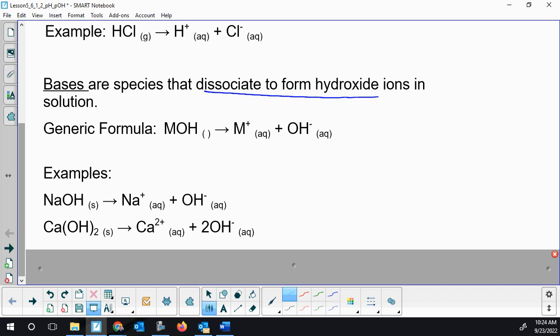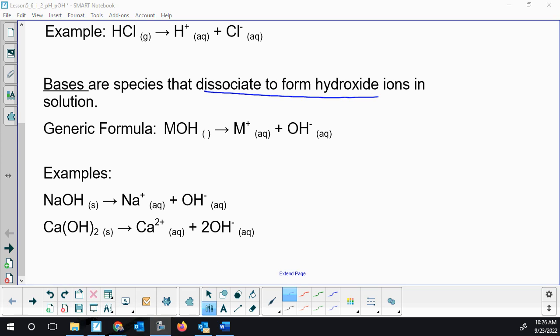A group 2 metal would be calcium, so you could have calcium hydroxide. You put that in water and it will dissociate. Now, the group 2 metals aren't very soluble, so you can't put very much of them in water. The group 1 metals with hydroxide are very soluble, so you can put a high amount of solute into solution. So these are the two Arrhenius definitions.